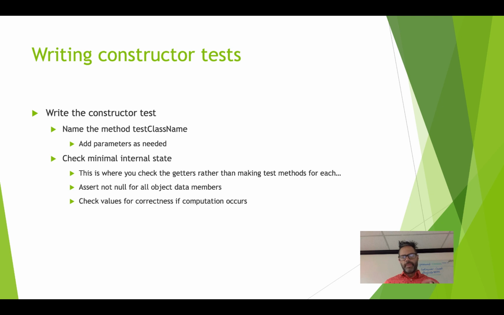We also want to make sure we check the minimum internal state. Again, when we're doing our first set of tests, we don't have to test everything. We want to test for the very minimal states. This is where we check that our getters function properly, because we've initialized our data members and we use the getters to retrieve that value. We want to assert not null for all object-based data members, because they should never be null after the constructor is finished. That's a great way to verify they've correctly initialized every data member. Then you want to check values for correctness after the not null step, because at first you want to make sure it's there, then you want to make sure it's correct. So you have the correct type of value and the correct actual value itself.